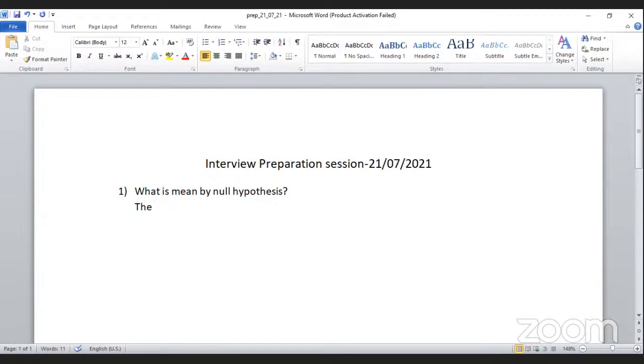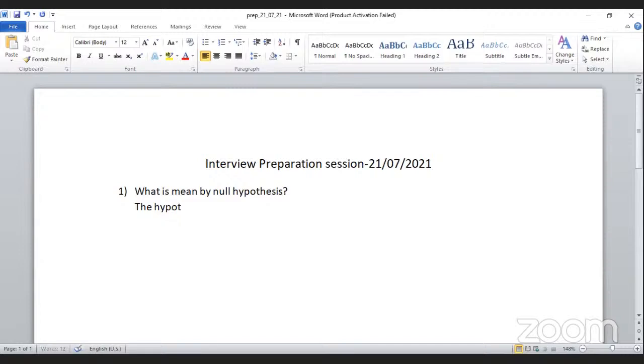Okay, I will tell you the answer. The hypothesis that the sample observation results purely from chance, that is nothing but your null hypothesis. The null hypothesis always tends to state that there is no change. So this is the meaning behind the null hypothesis.